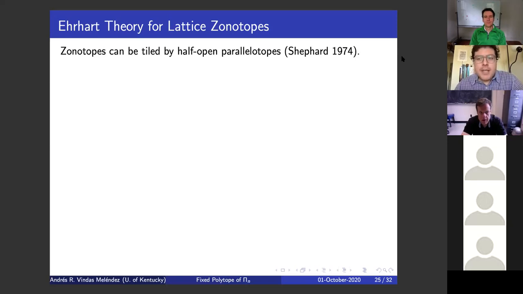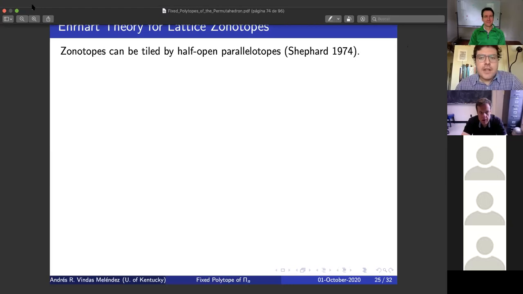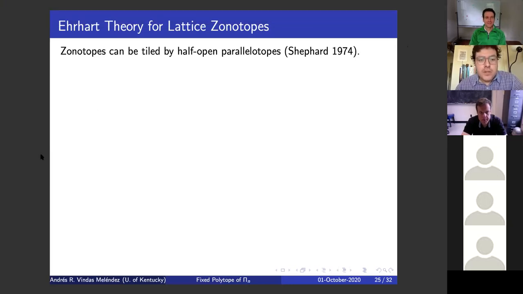So first, let me tell you a little bit about the Ehrhart theory of lattice zonotopes. So zonotopes, as we've discussed before, can be tiled by half-open parallelotopes, okay? In 2 dimensions, these are parallelograms, and then parallelepipeds, general parallelotopes, okay? And this is a result of Shephard from 1974, okay?